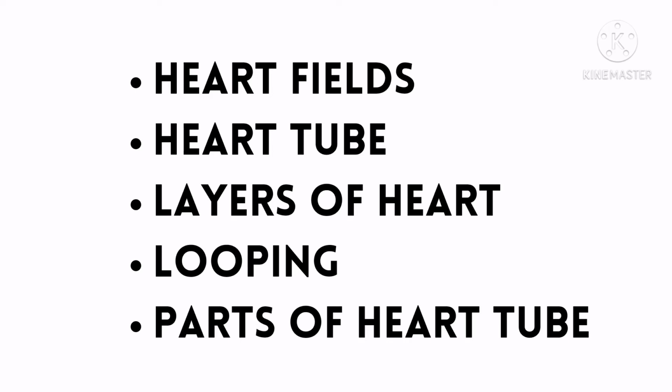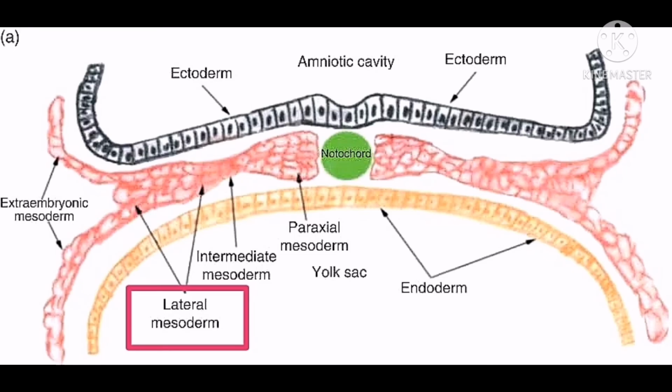So in the development of the heart, we're going to talk about the formation of the heart fields, the heart tube, the layers of the heart, the looping of the heart tube, and lastly, the different parts of the heart tube. So the most basic thing that you need to know is that the development of the heart is going to take place in the lateral mesoderm, and some cells are going to migrate into its splanchnic layer from the epiblast, and these cells are going to make heart fields.